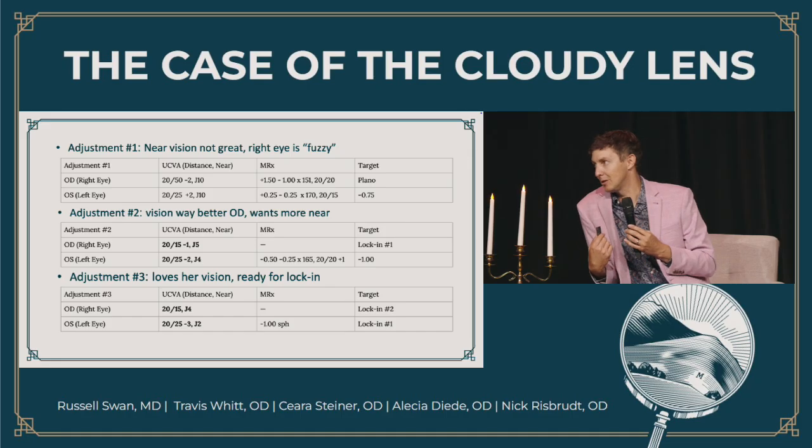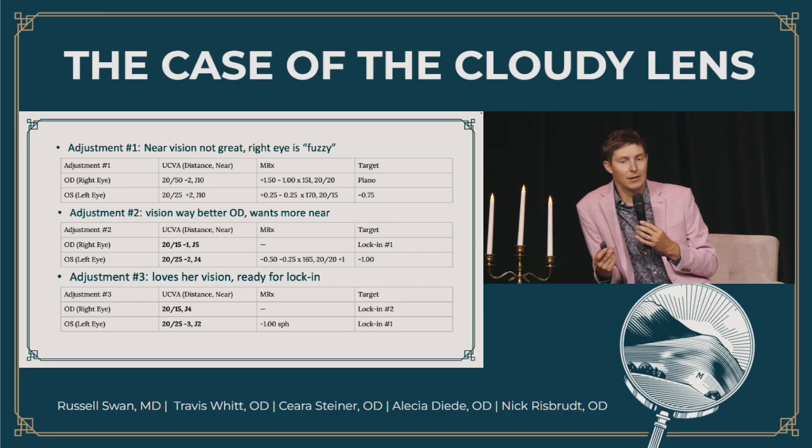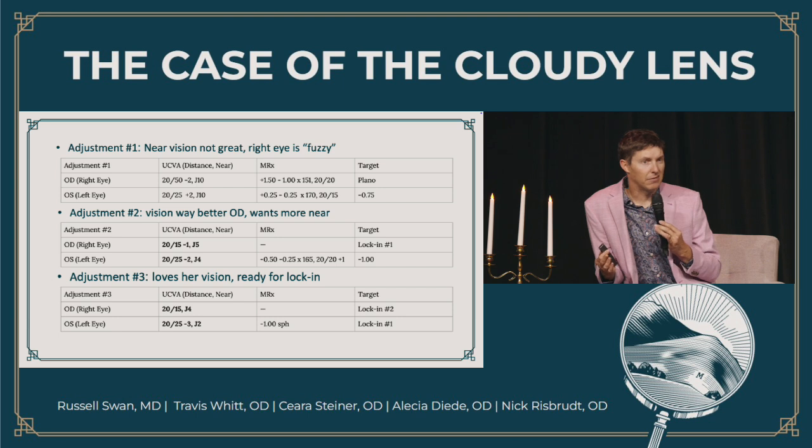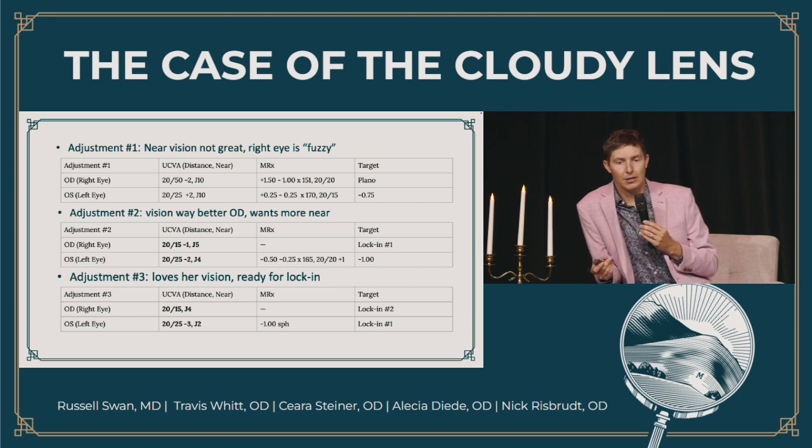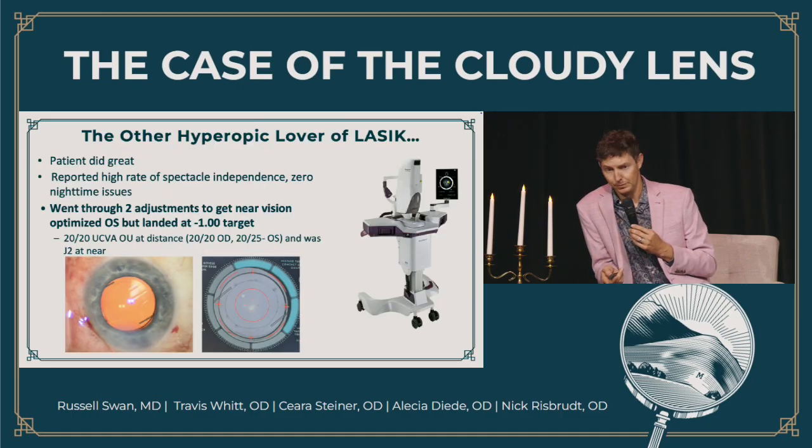We start to induce some of that nearsightedness. And again, as you get into the end of this patient, 20/15 distance, J4-ish out of that eye. But again, nice J2 vision with their left eye, and take them to -1. Don't have to induce that much myopia to still get really nice near vision effect, which is great.